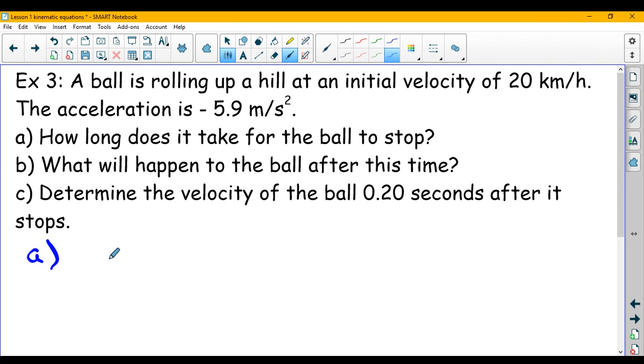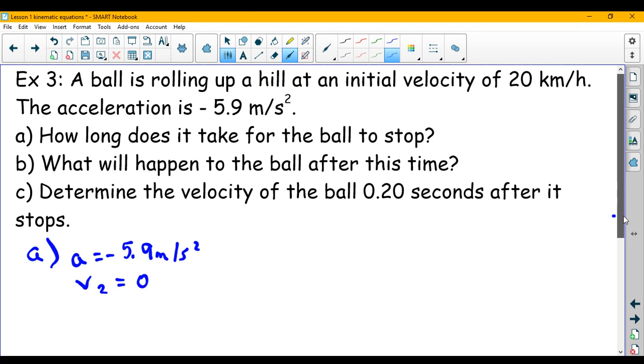Now, when I go to do this, a few things. First of all, acceleration being negative makes a lot of sense because I'm rolling up a hill. Things slow down when they roll uphill. So my acceleration being negative 5.9 meters per second is super logical. Love it. And I also know V2 will be 0 because it asks how long it takes for the ball to stop. That's very logical. Now, the third piece of information they give me is the initial velocity, right?